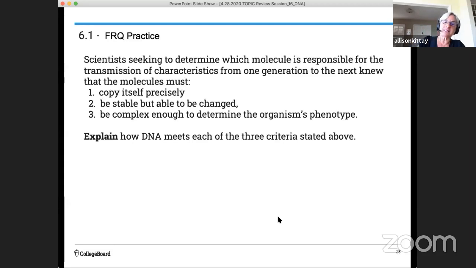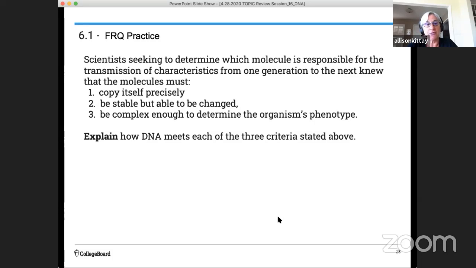All right, so let's get some FRQ practice now. This question says, scientists seeking to determine which molecule is responsible for the transmission of characteristics from one generation to the next knew that the molecule must, and there must be three features. One, copy itself precisely. Two, be stable but able to be changed. And three, be complex enough to determine the organism's phenotype. You are asked, your task verb is to explain how DNA meets each one of these three criteria stated above. This is a long question.